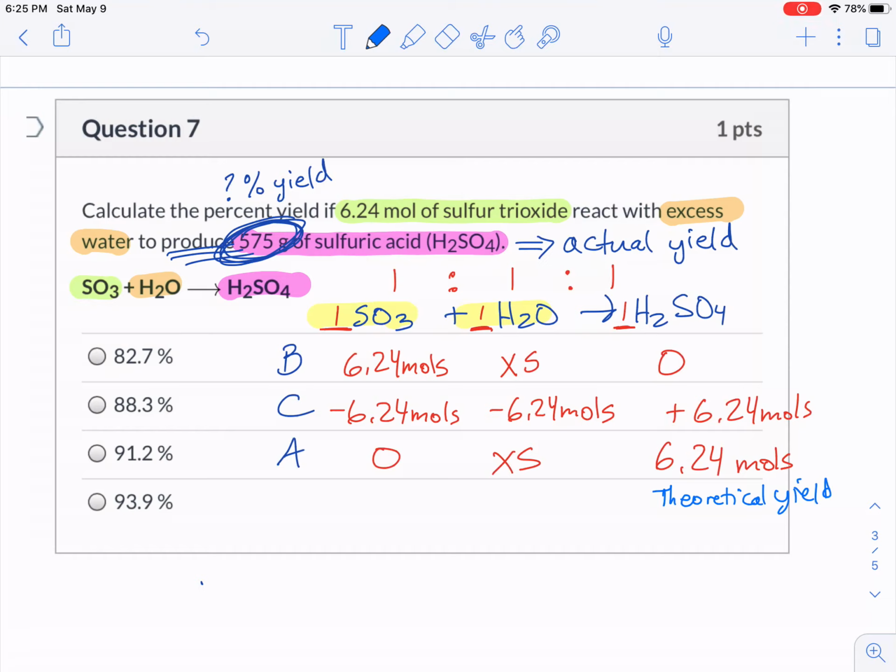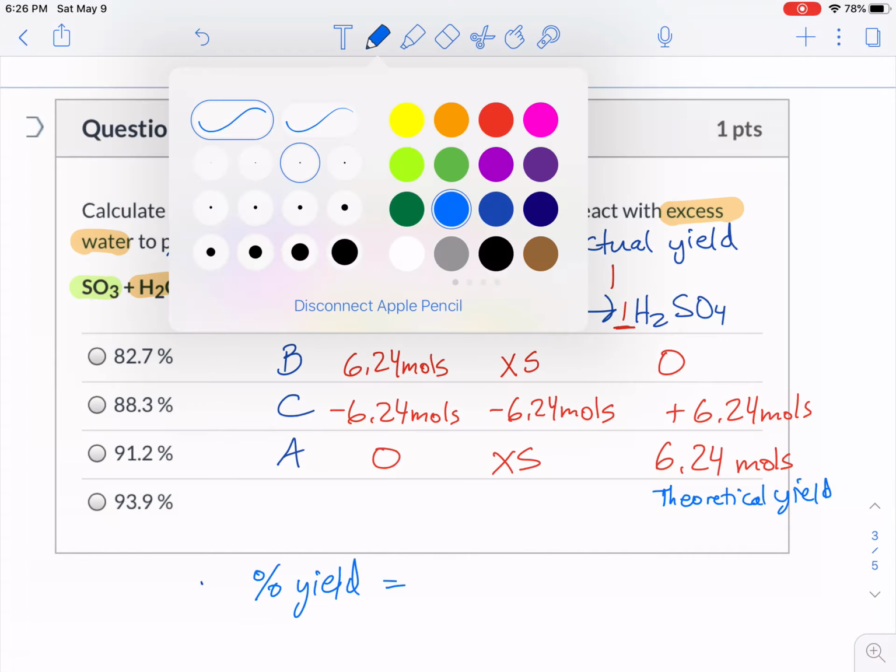So let's just plug this in. Let's see what happens with our percent yield calculation. I've got percent yield equals my actual yield, which was 5.75 grams of sulfuric acid, and I've got my theoretical yield, 6.24 moles. Uh-oh. Why does this not work? I cannot do a percent calculation unless the units agree. They have to be the same units. So I know my actual. I do not know my theoretical yet. Let's go ahead and calculate it.